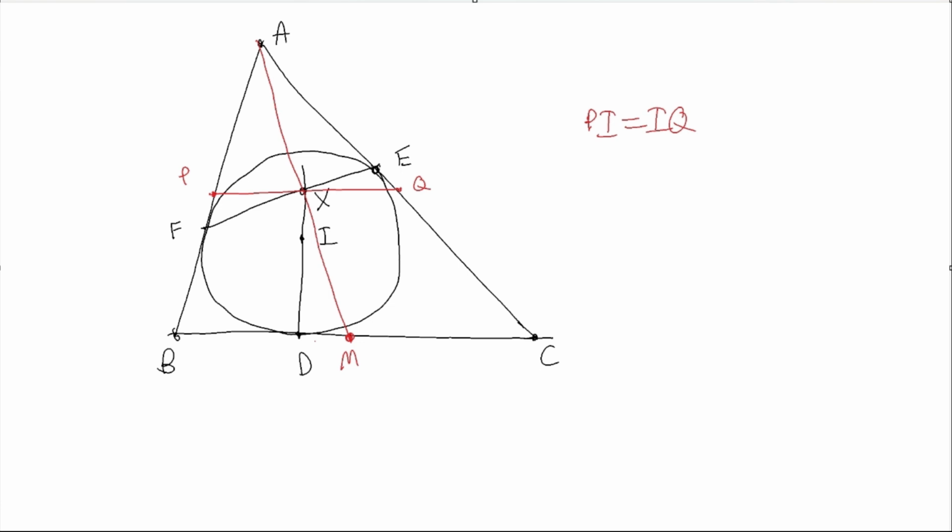Now, how exactly do we prove this? After all, we don't really know anything about the points P and Q other than that they lie on the sides AB and AC. So if we want to relate the point I to them, it makes sense that we want to use the sides AB and AC somehow. How does the point I relate to the sides AB and AC?